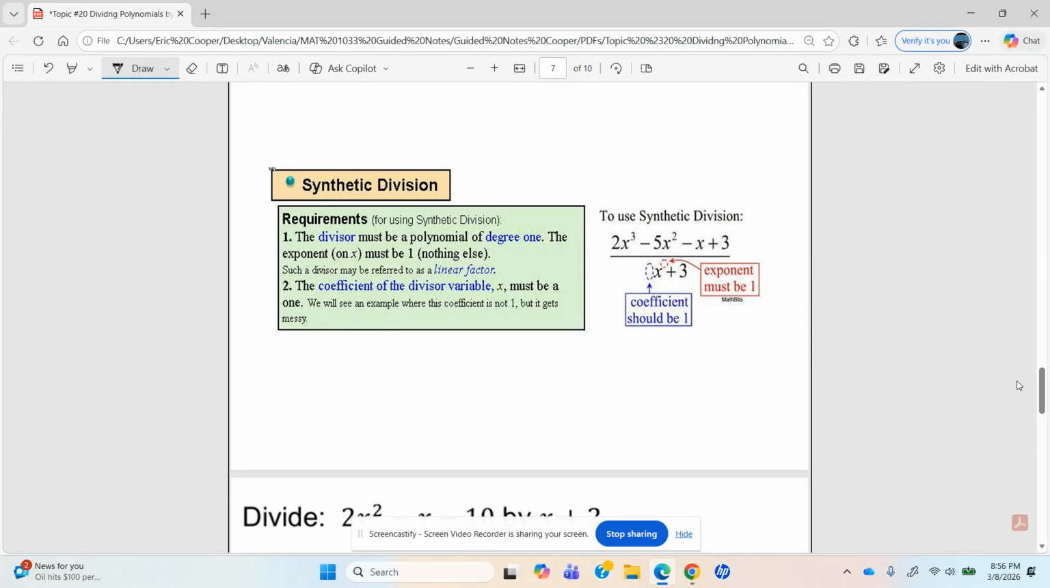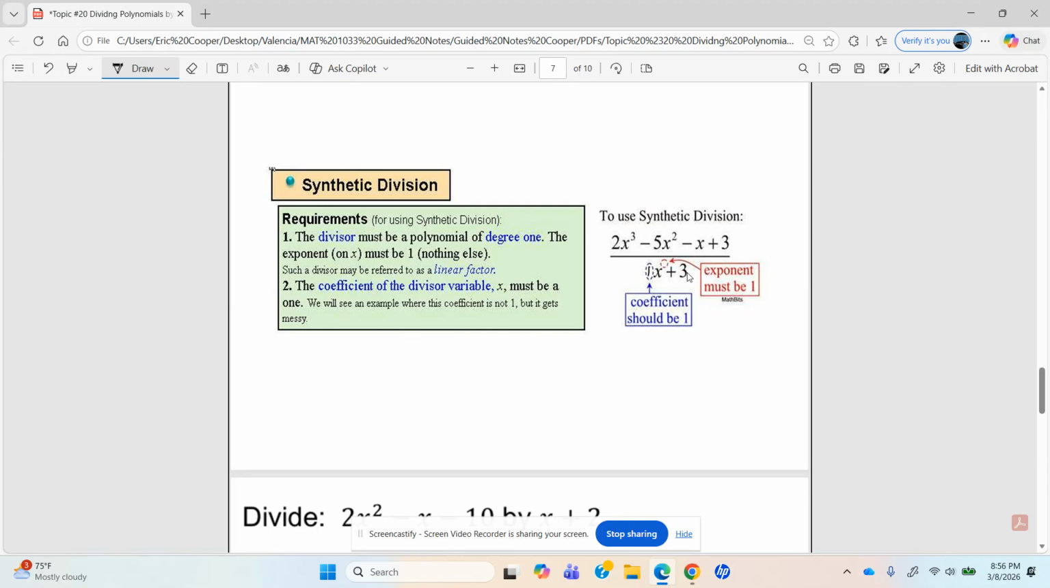So as we talked about, the other type of division is synthetic division. And typically people like this because it's a little bit faster. But in order to use synthetic division, we have to have a couple of things. There can't be any number in front of x, so it really should be a 1 here. And we can't have a power here on x. It really just needs to be x by itself.